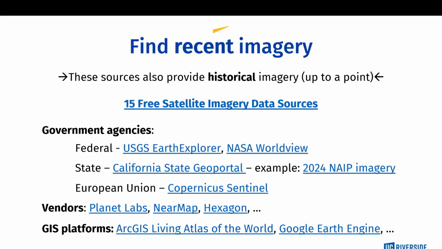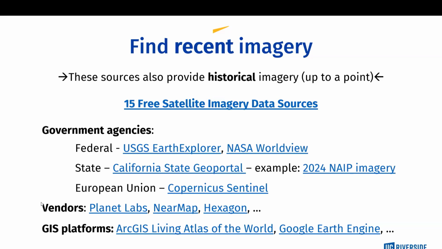They usually serve out to the public as well. This link is a link to an article that kind of lists, as the name implies, 15 satellite imagery data sources. Some of them are duplicated down here. Government agencies are a great place to look. At the federal level, we have a few sources. The state of California has a geoportal where you can find imagery among many other types of geospatial data. The European Union has its Sentinel satellite, so they've got imagery from that.